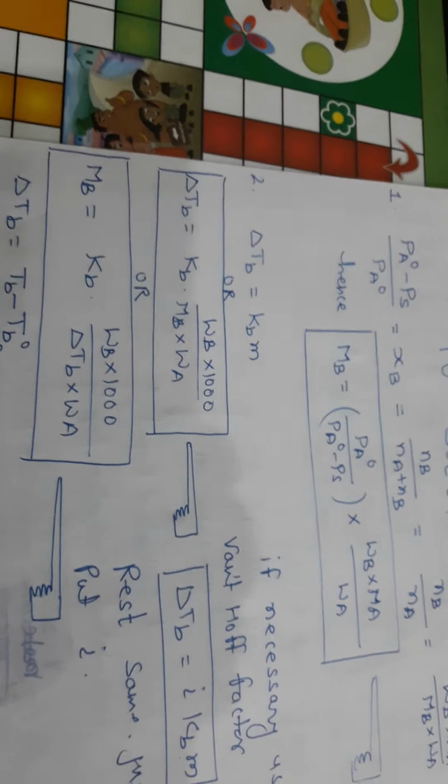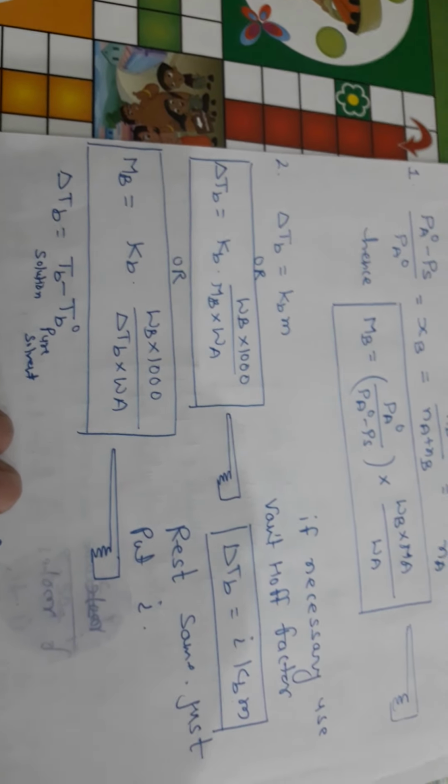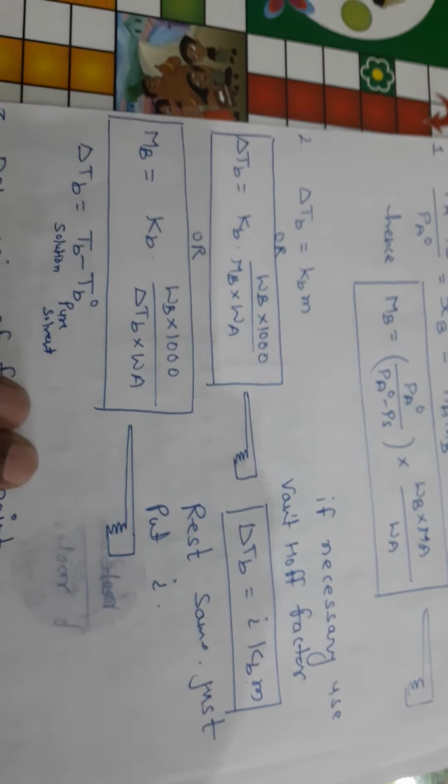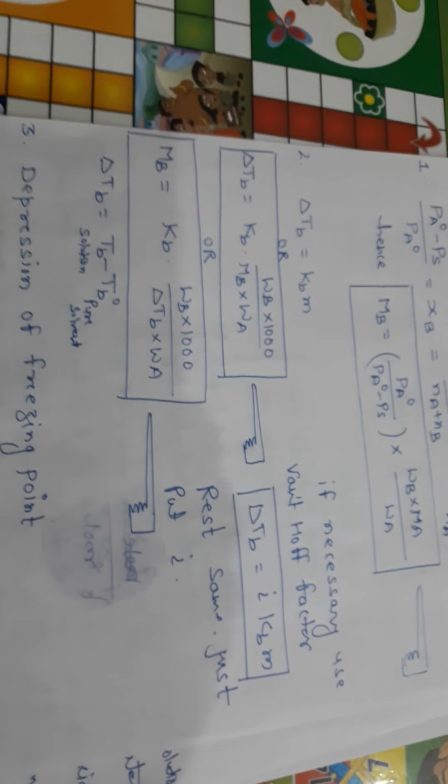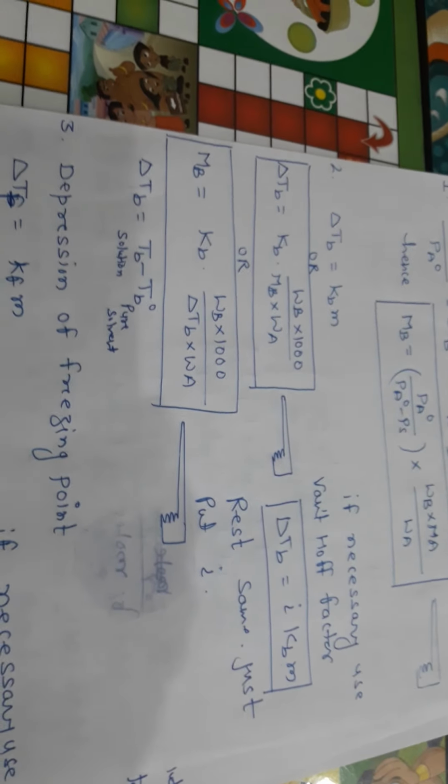If we introduce the van't Hoff factor, how will we come to know whether we have to introduce it or not? That will be clearly mentioned in the question. Generally they write for introducing the van't Hoff factor: the substance is completely ionized, completely dissociated, or completely associated. If these words are written in the question, that means you have to introduce the van't Hoff factor, otherwise no need. Because the van't Hoff factor is only and only applicable when association or dissociation is taking place.